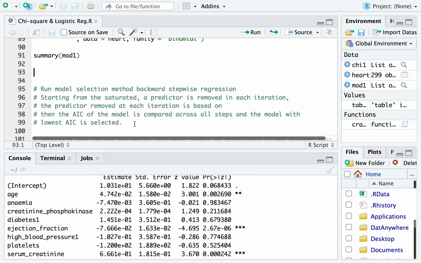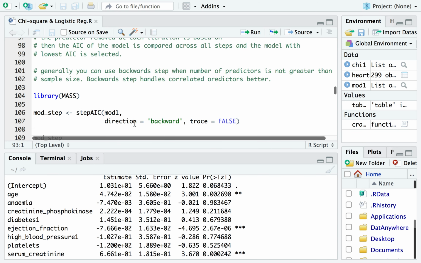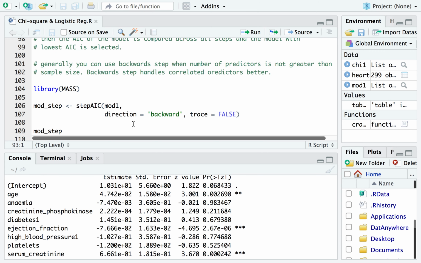One popular model selection technique is stepwise regression. The stepwise regression that we'll be using is a backwards stepwise regression, in the MASS package. What the backwards stepwise does is start with the saturated model first, and then in each step it will remove one variable, until it reaches a model where all the variables are significant. The predictor that it removes is the one that contributes the least in each step. Finally, it compares the AIC of each model and selects the lowest.